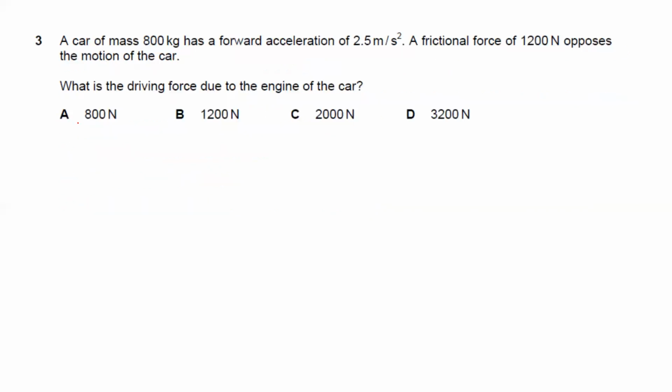Next question. Question number 3 states that a car of mass 800 kg has a forward acceleration of 2.5 meters per second squared. So we are given a mass, let's call it m equals 800. Acceleration, let's call it a, as 2.5 meters per second squared. A frictional force of 1200 newtons, so we call it F subscript F equals 1200 newtons, opposes the motion of the car. What is the driving force due to the engine of the car?